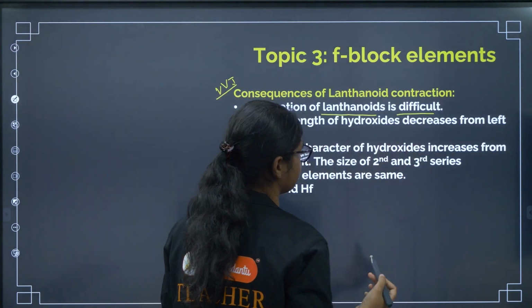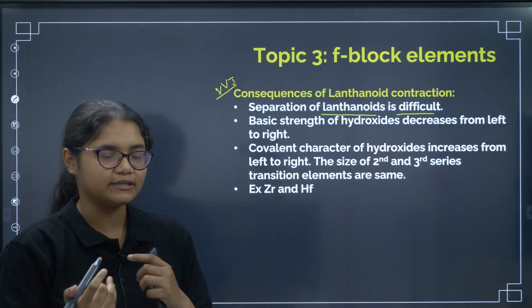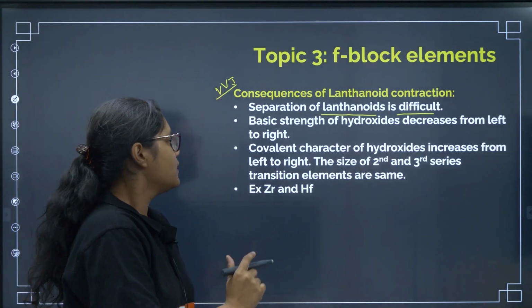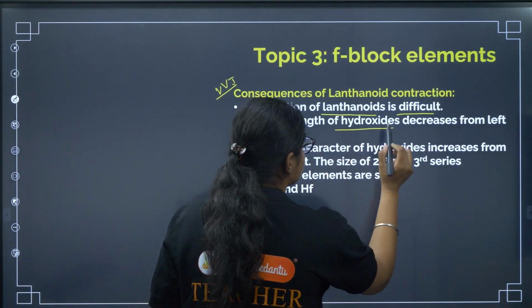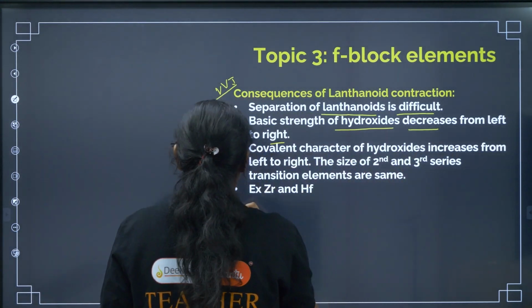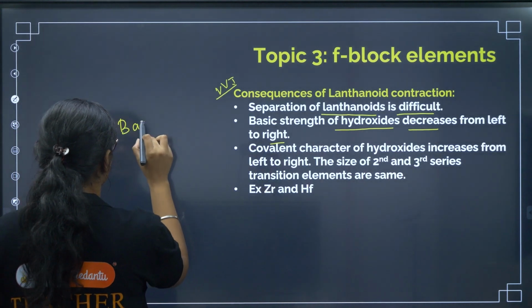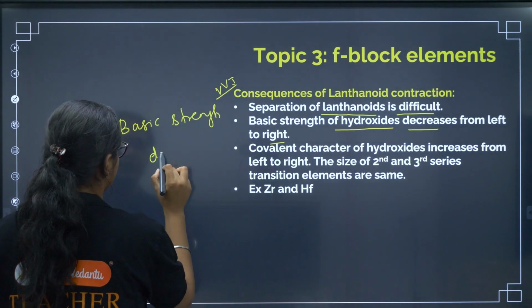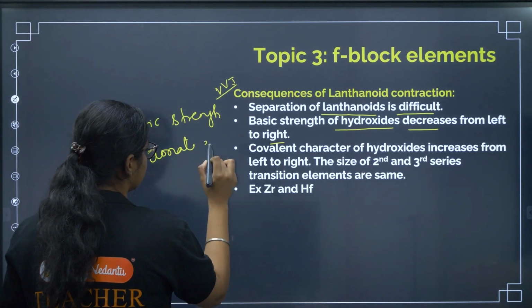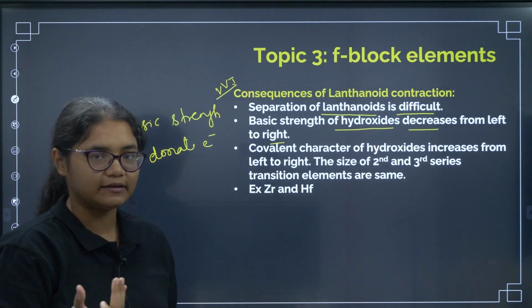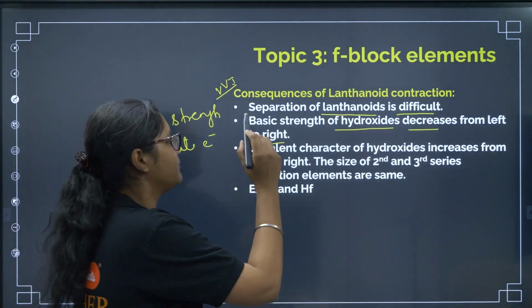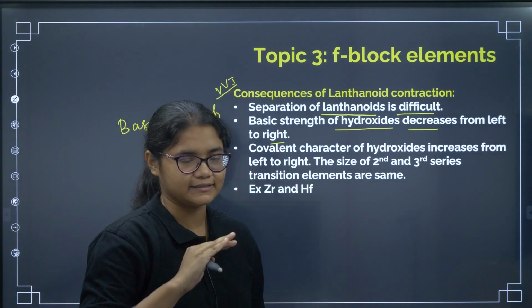Separation of lanthanides is difficult. Because of the effective nuclear charge, the sizes are almost similar, so it is difficult to separate them. Then the next one is that the basic strength of hydroxides decreases from left to right. How will you explain this? Basic strength is the ability to donate electrons, right? Now when the effective nuclear charge is increasing, it becomes difficult to donate electrons. So that is why we say the basic strength of the hydroxides decreases.